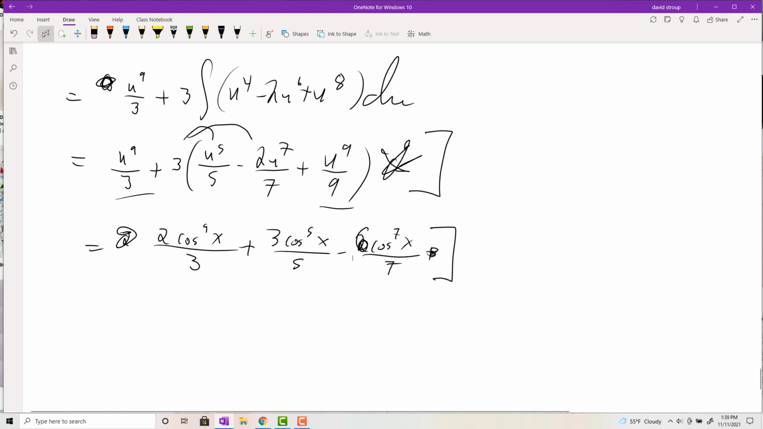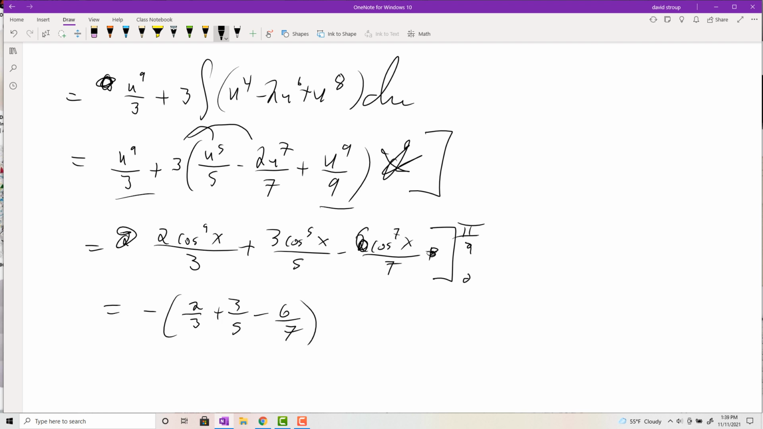All right, and then we have to evaluate from 0 to something. I think we said pi over 2. Okay, when you plug in pi over 2, cosine of pi over 2 is just 0, so the whole first thing is 0, and then plugging in 0 you get 1, but it's a minus, right, because you're minusing the bottom antiderivative evaluated at 0. So it'll be 2/3 plus 3/5 minus 6/7, which totally seems wrong.